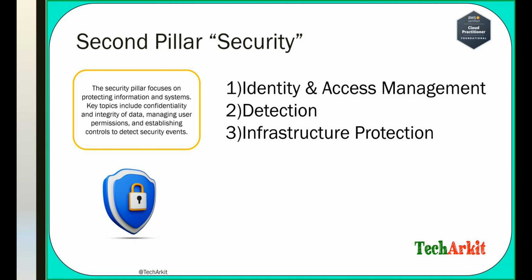Infrastructure protection means protecting infrastructure including networks, compute resources, and data storage from unauthorized access by implementing security controls such as firewalls, encryption, and intrusion detection systems. For example, when you store data or transfer it over the internet, if the data is not encrypted while transferring, there might be a risk that your data might be stolen. So you include firewalls and encryption mechanisms to encrypt your data. That's the infrastructure protection focus.